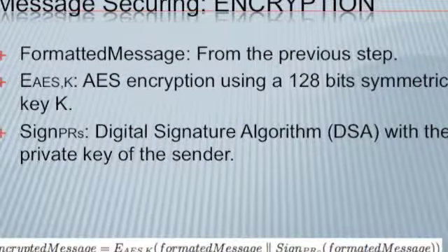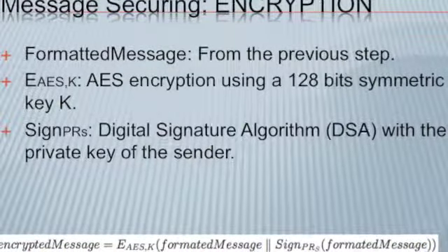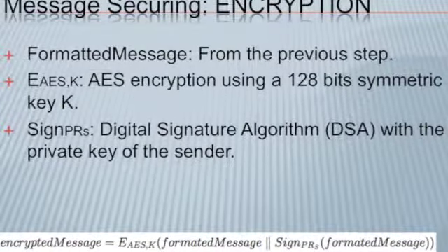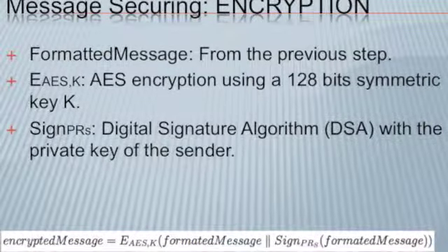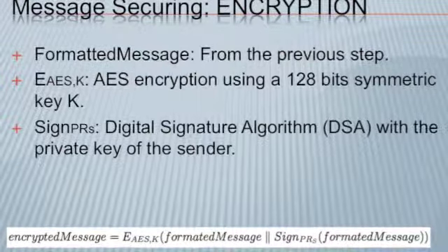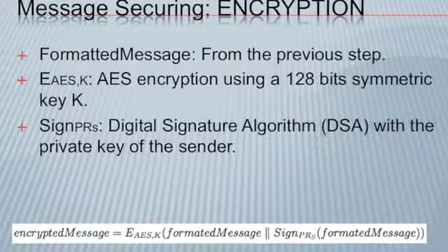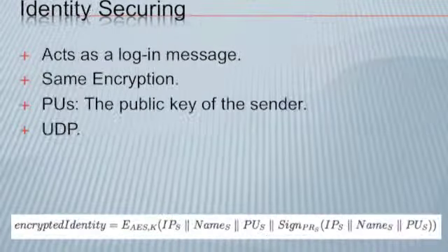The next step is to encrypt the formatted message from the previous step. We first generate a signature using the DSA algorithm with the private key of the sender. This signature is then concatenated with the formatted message and the resulting string is encrypted with the AES algorithm with a symmetric key shared between the users.